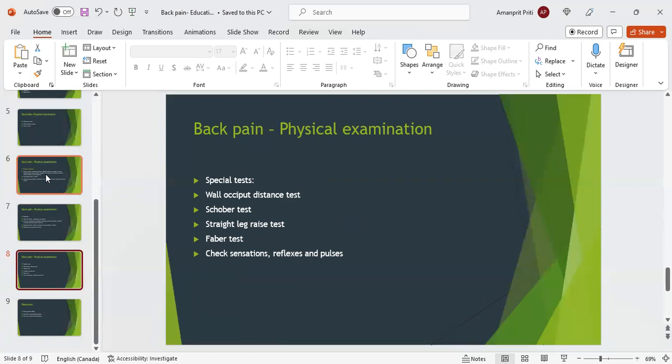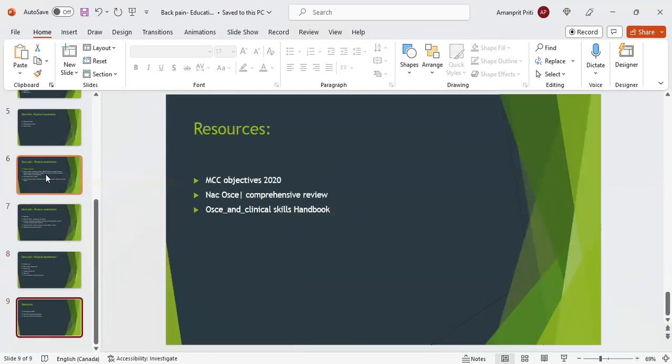Don't forget to do the special tests depending on what diagnosis you are looking for. So these are the lists you can do. These are the resources you can go through.